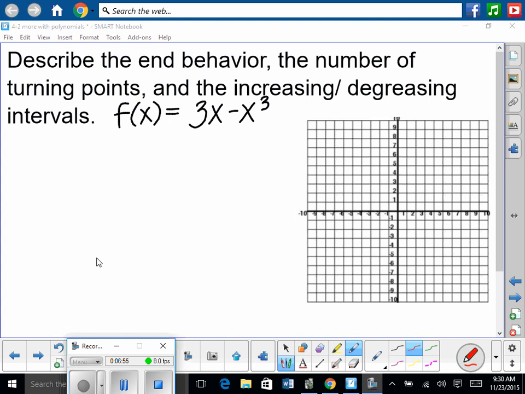Decreasing. Degreasing, yes. That's a new math thing, if you didn't know. Decreasing. I'm not going to fix it. All right. So let's go ahead and do this.